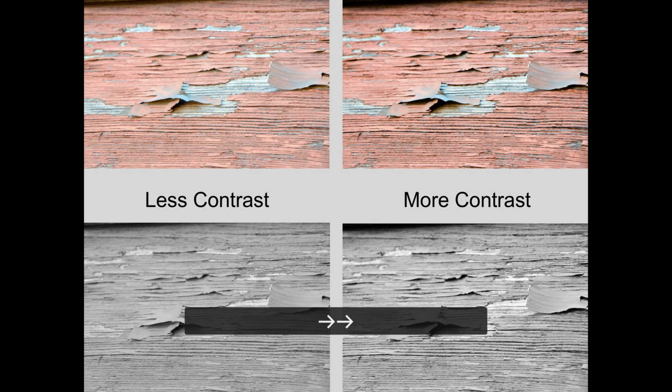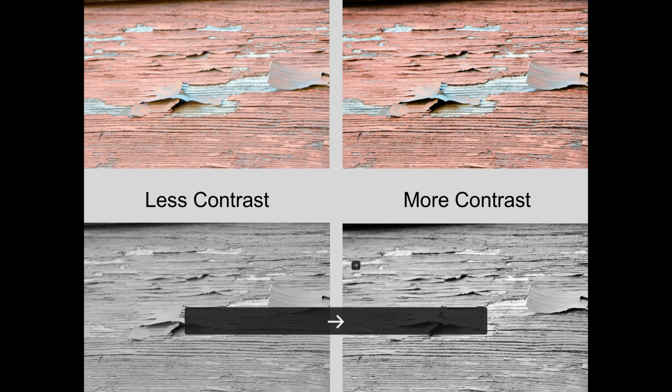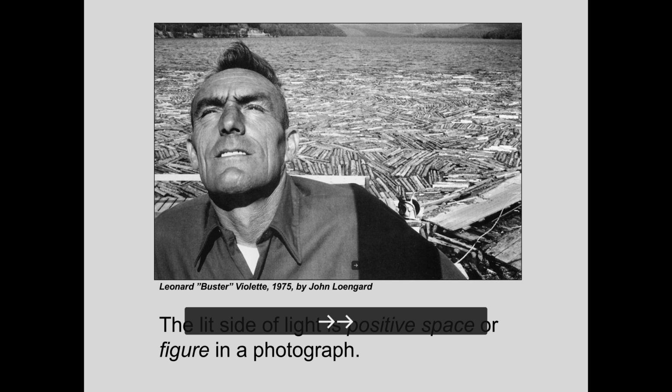So when we look at objects and look at this in detail, on the top left you have less contrast, on the top right you have more contrast. So you get more definition in the texture of that peeling paint. You can see that both in color and in black and white. So these are just different ways that we can think of this.